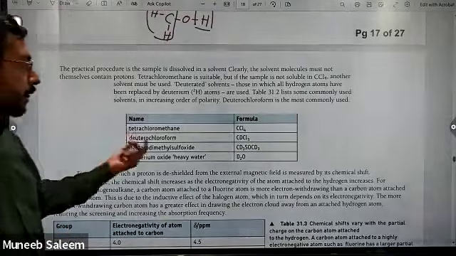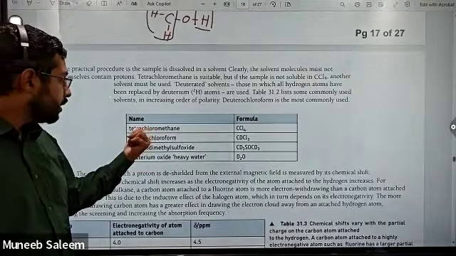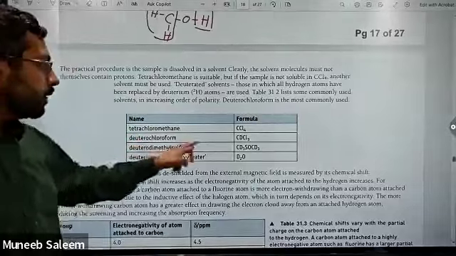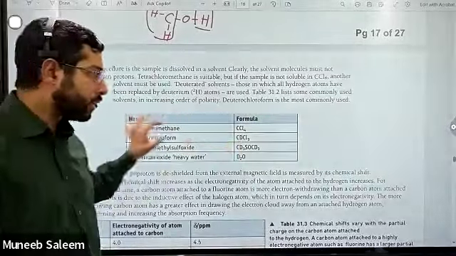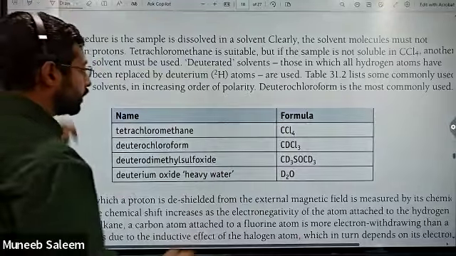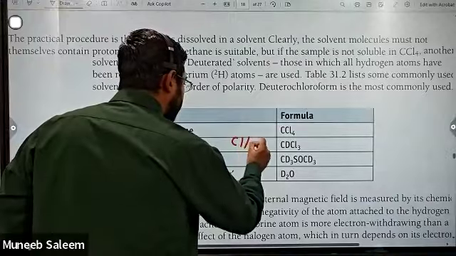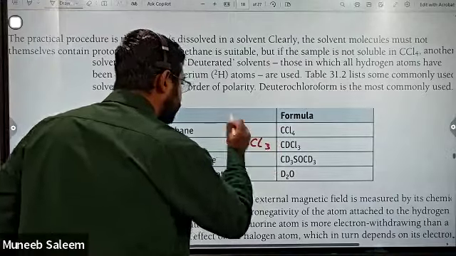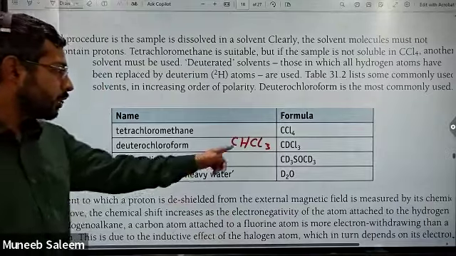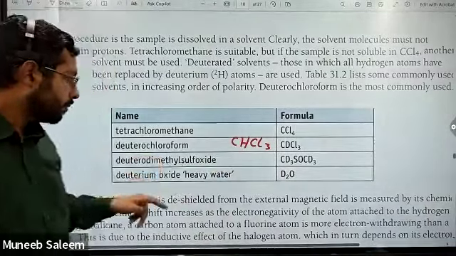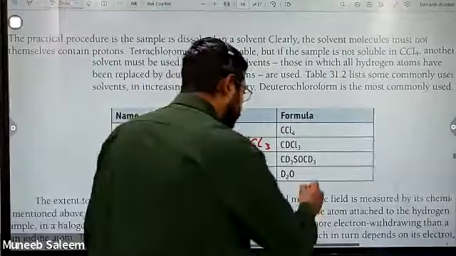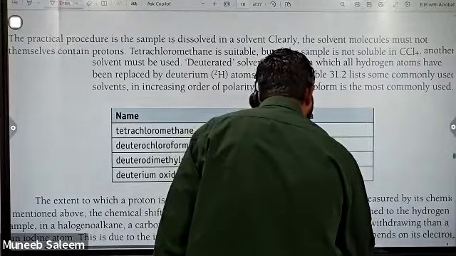The solvents that are used in hydrogen NMR are tetrachloromethane, CCl4. It could be CDCl3, which is similar to CHCl3, only that we are using the heavier isotope, the deuterium isotope of hydrogen, instead of the hydrogen atom. And this is D2O, similar to H2O. Again, the heavier isotope of hydrogen is used here.